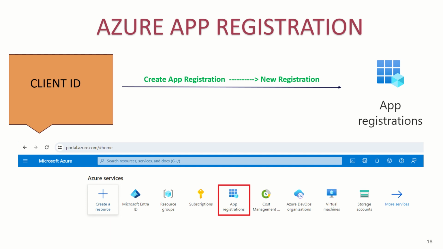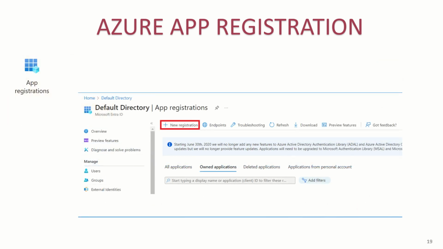But those who are new, once they log into their machine or their Azure portal, might not be seeing these kinds of services. So you can search in the search bar, and once we click on app registration, we need to click on new registration. So what all things do we need to do in new registration?